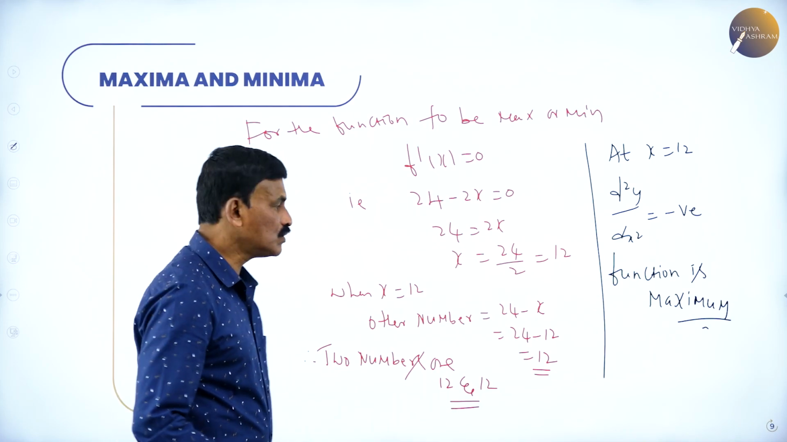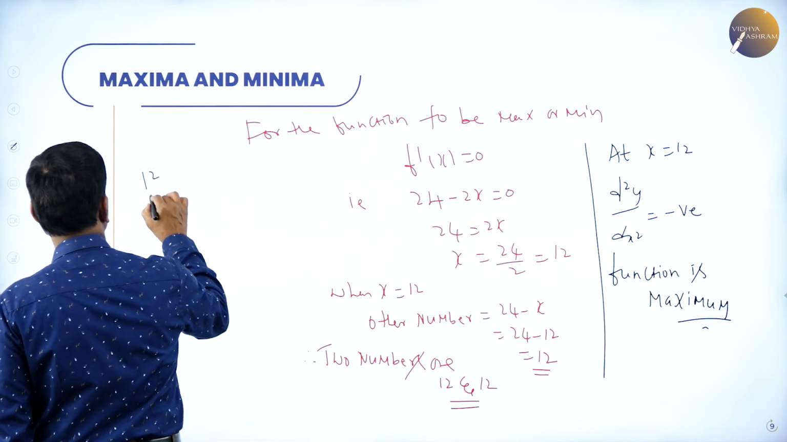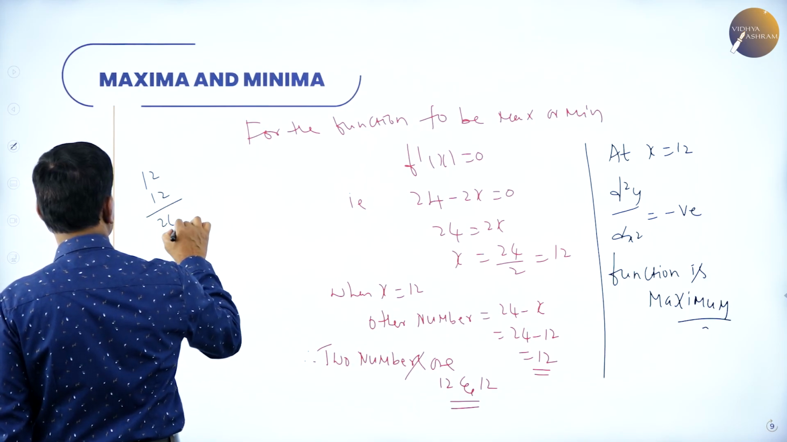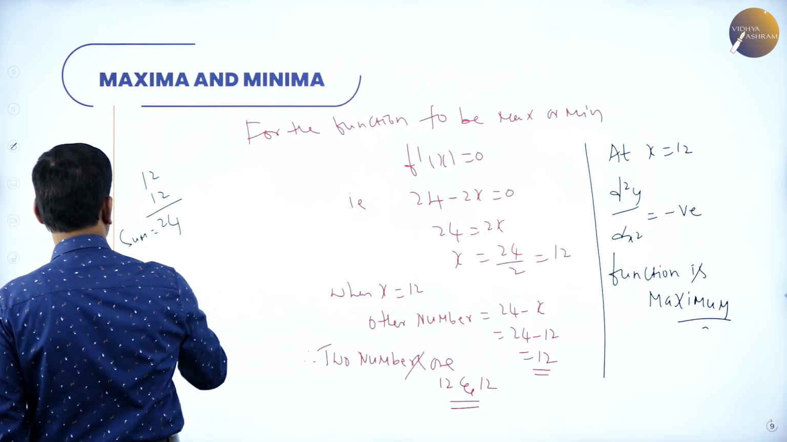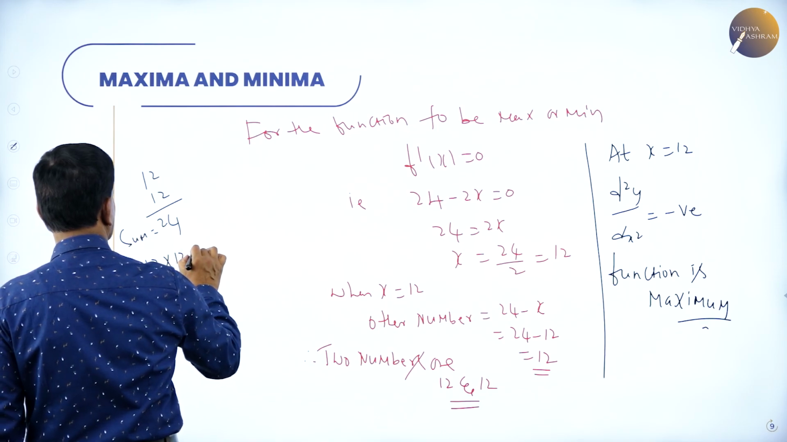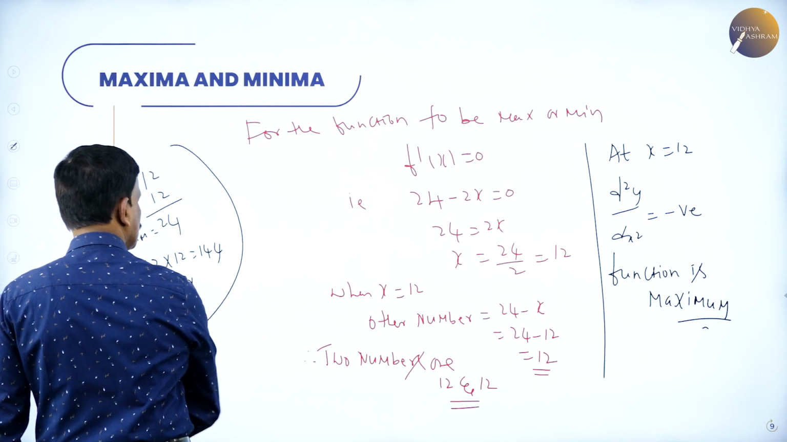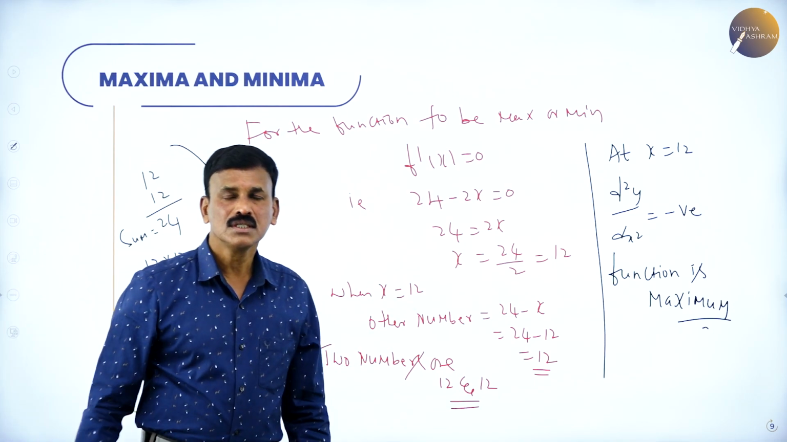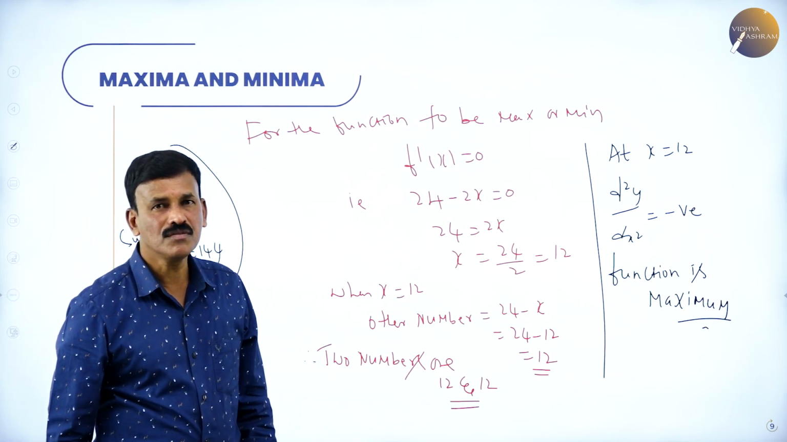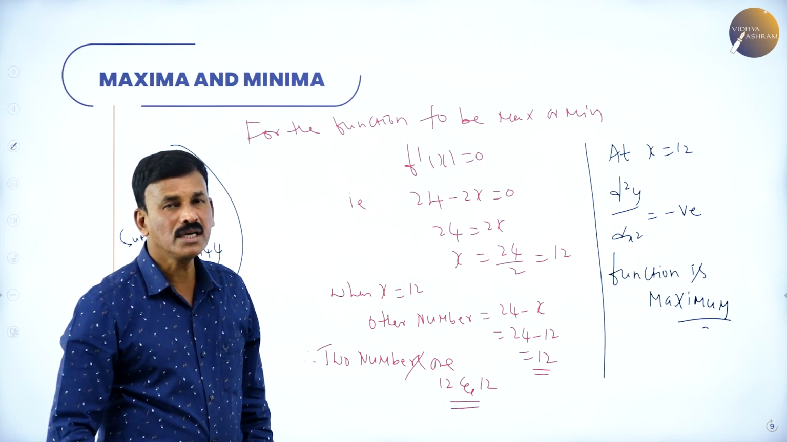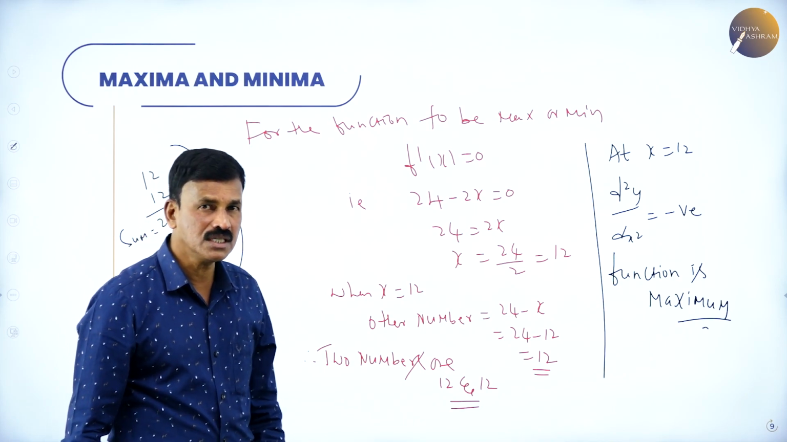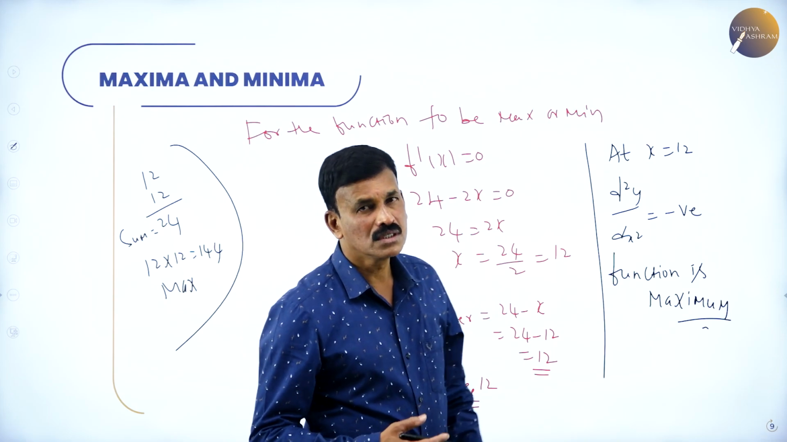If I add these 12 and 12, what you will get? 12 plus 12, the sum is equal to 24. And the product 12 into 12, that's equal to 144. This is the maximum value you are going to get. This is how we are going to solve these type of problems. Hope you followed. So you may expect this type of questions for your final examination for 3 marks or for 2 marks.